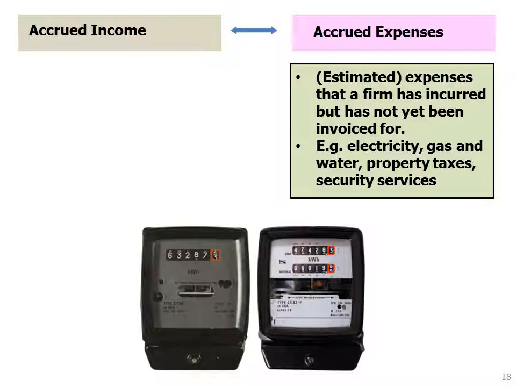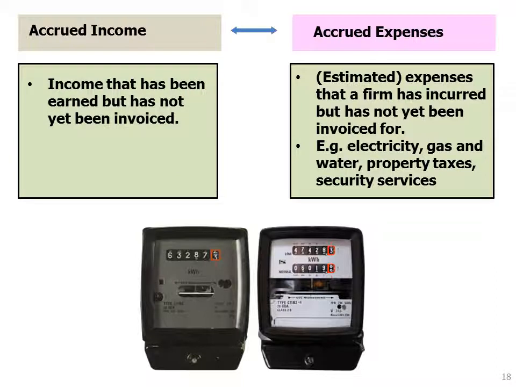So it can estimate the cost of its usage, and that value of the cost per period that's been used up is recognised in accrued expenses, and typically this is for electricity, gas, water, property taxes and security services, all things that are consumed and invoiced in arrears. When the invoices are received, the outstanding balance in accrued expenses is effectively transferred to accounts payable.